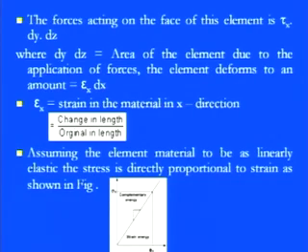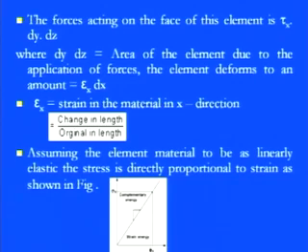An element deforms, whenever deformation is there under the action of any force, by epsilon x into dx. So this is the deformation, and epsilon is nothing but the strain in the material in the x direction. Obviously it is equal to the ratio of change in length divided by the original length.